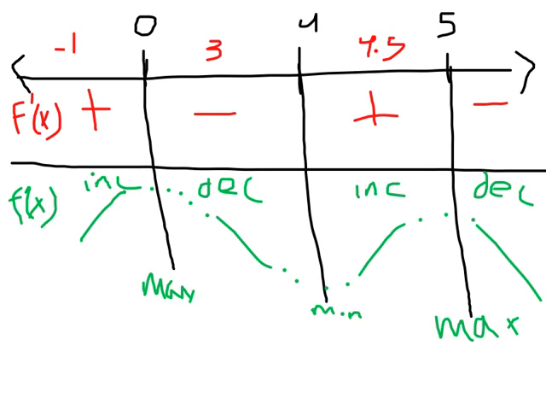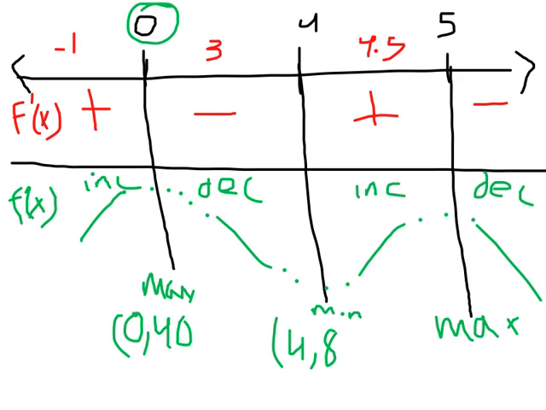So then we take our critical point at 0, and we plug that into our original f of x, and we get this point of 0, comma 40, and then we get a minimum where we plug in 4. We get 4, comma 8.75, and a max at 5, comma 8.